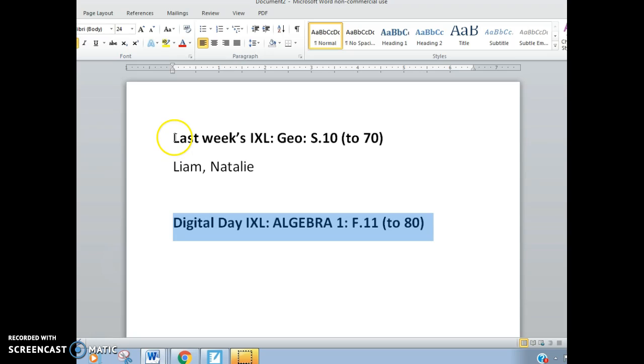If you did not finish last week's IXL, S10 to 70, so that would be Liam and Natalie, make sure you two also finish that one today. But everybody also needs to do F11 to 80 in Algebra 1.